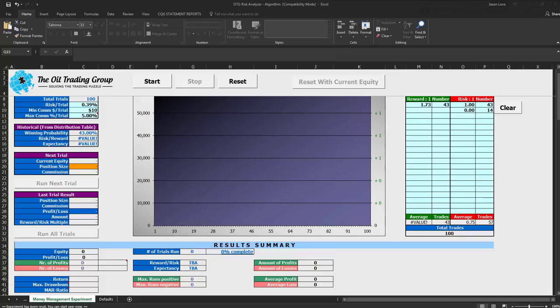I want to spend just a couple minutes talking to you about one of the tools that we offer here at the Oil Trading Group. This tool is known as the OTG Risk Analyzer, and more affectionately, we call this our Desktop Psychologist. We'll talk a little bit about why we call it that in just a few moments.